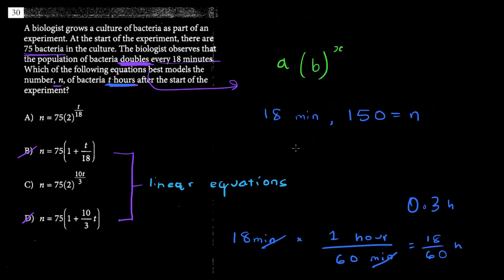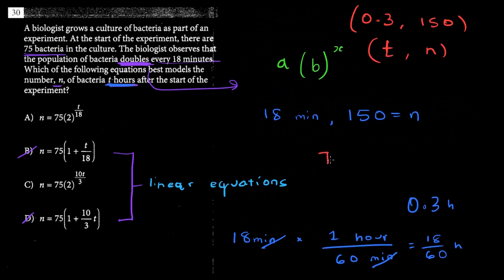Our two data points, and this is the important part, the two data points that we should plug in, and the equation should be accurate, are 0.3 and 150. If the equation is true for both these values, then that's the answer choice, okay? So let's plug in 0.3 into answer choice C. So t comma n, right?